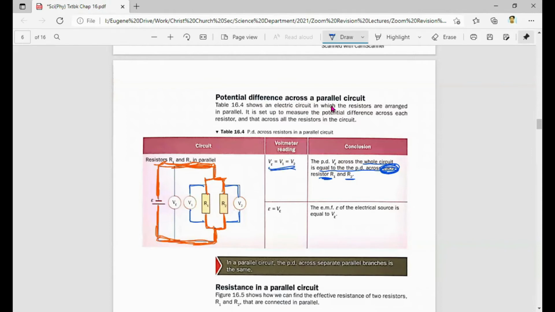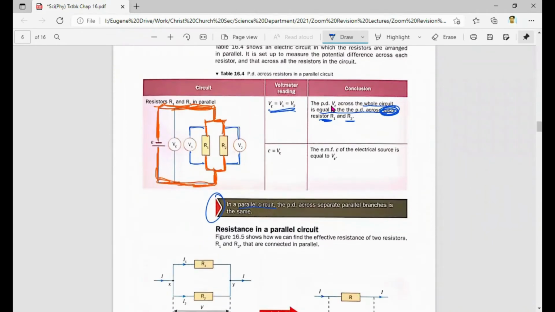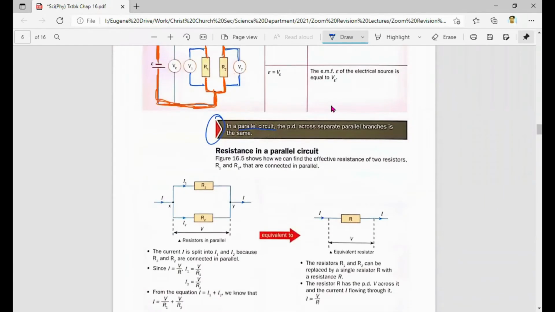And of course, the next one we do, which is the same as the previous one, VE is actually equal to the EMF of the electrical source. So what can we conclude here is that in a parallel circuit, the PD across parallel branches is the same. So this branch and this branch, the potential difference will be the same. Okay? So that's for the potential difference in a parallel circuit.